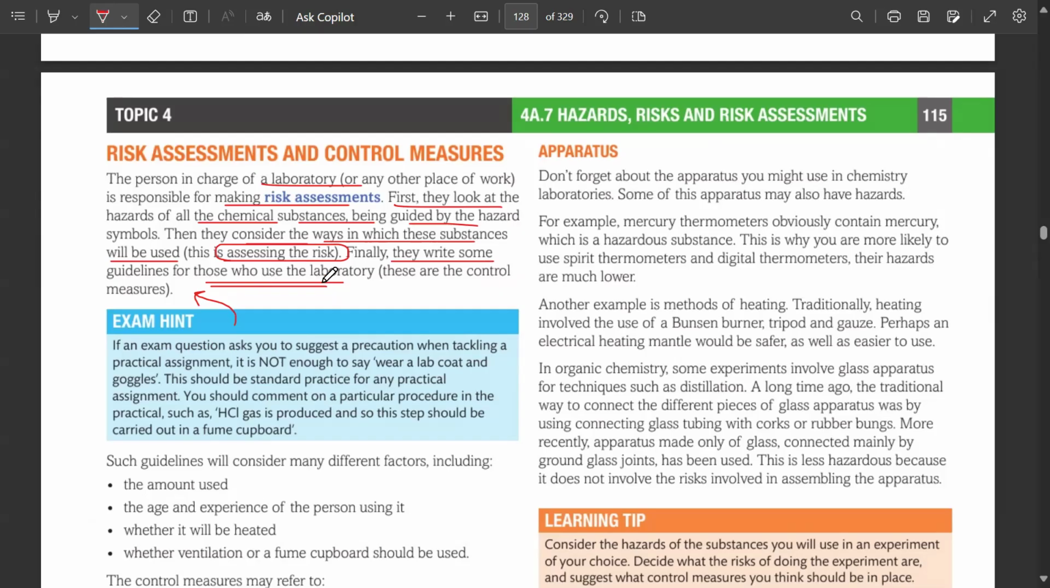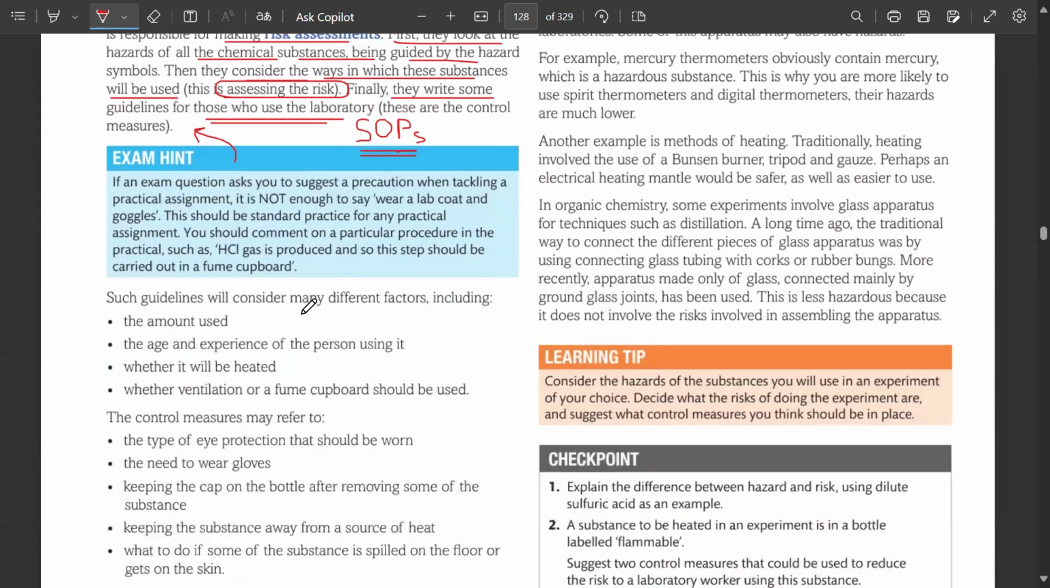You have heard the term SOPs. What is SOPs? A set of rules, criteria, guidelines, directions. ठीक है, जो कि standard operating procedures होते हैं. Such guidelines will consider many different factors, including the amount used. Why? Because obviously, if there's a small dose of it, it might not have as many hazards as maybe 10 milliliters. Exactly. Age and experience.